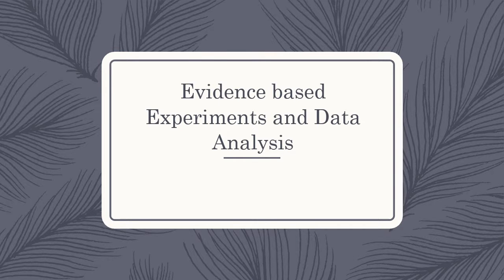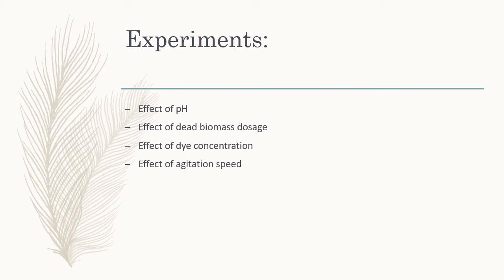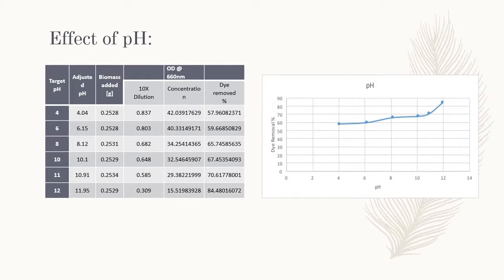Now let's get into the evidence-based experiment and data analysis. For the experiments, four major parameters were considered, it being effect of pH, effect of dead biomass dosage, effect of dye concentration, and effect of agitation speed. The ranges of each of these experiments were set based on previous studies done through literature review.